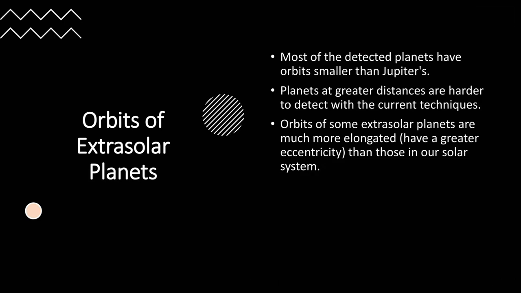So I said we have very sensitive instruments, but the science that these instruments are doing is still very hard, and so there are some biases in the data that we've collected. Most of the planets that we have detected around other stars have orbits that are closer to their star than Jupiter's is to the sun. So it's harder to see planets that are farther away than that using the techniques that we use at the moment.